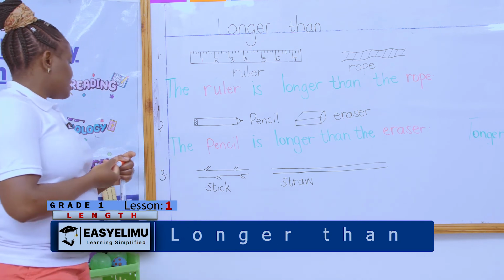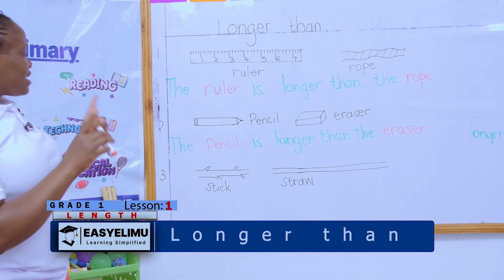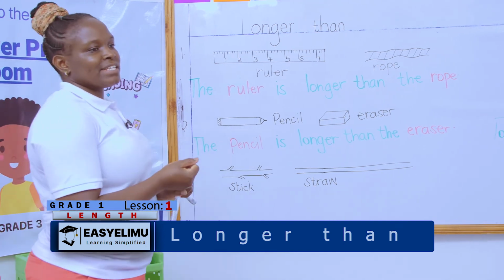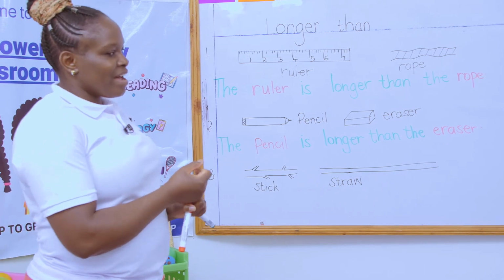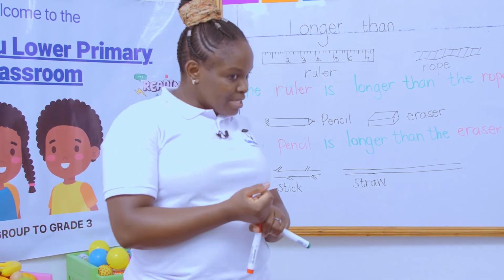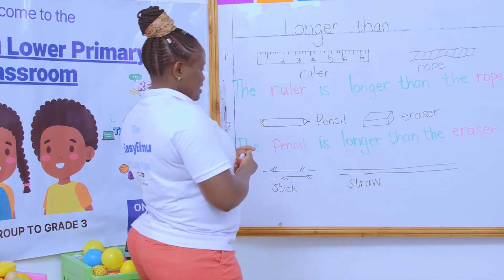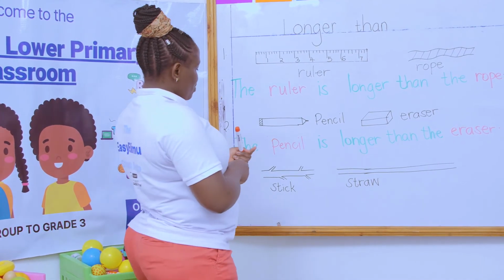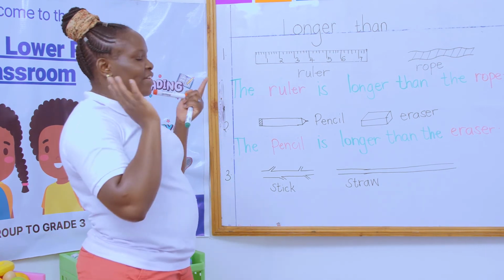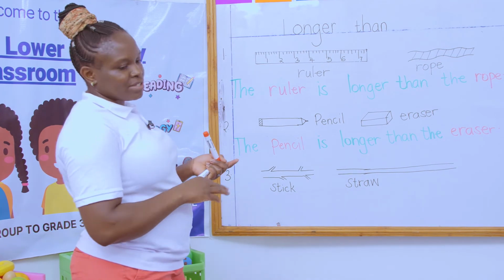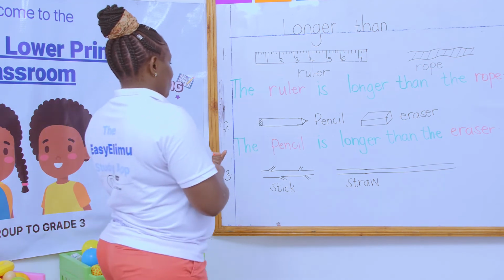Now, we are on the last question. Our last question, we are comparing the stick and the straw. Someone give me a nice sentence about the stick and the straw. I am waiting. Why are you hiding? I'm seeing you. Okay, John, give us a sentence. What can you say about the two? John says the straw is longer than the stick. Is John correct? Yes. Give John a very big clap because he was hiding before I called him.